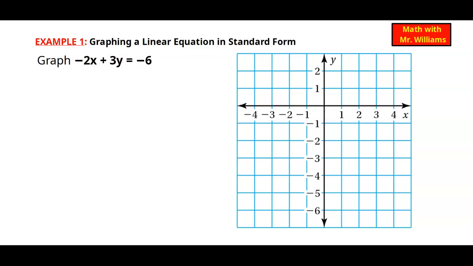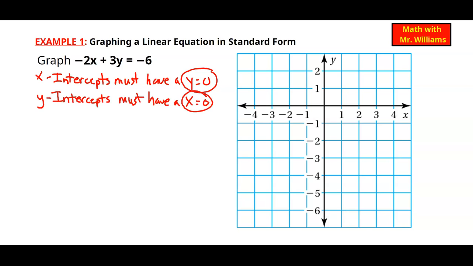Math with Mr. Williams, example 1. Graphing a linear equation in standard form. Here we have to graph negative 2x plus 3y equals negative 6. The important thing to remember when you're in standard form is that graphing is quite easy. What we're looking for is our x-intercepts and our y-intercepts. The x-intercepts must have a y that equals 0, and our y-intercepts must have an x that equals 0.